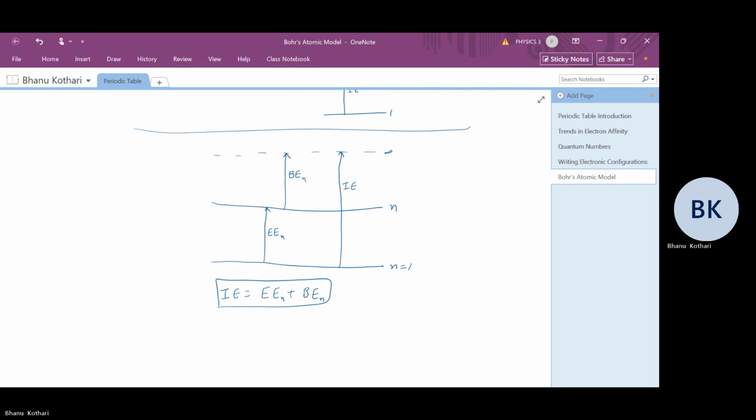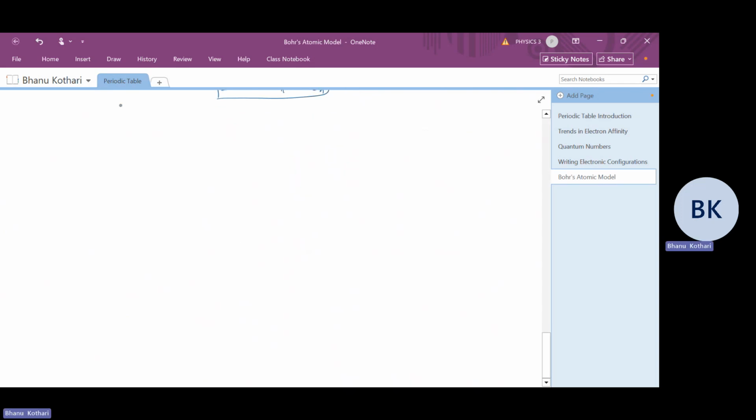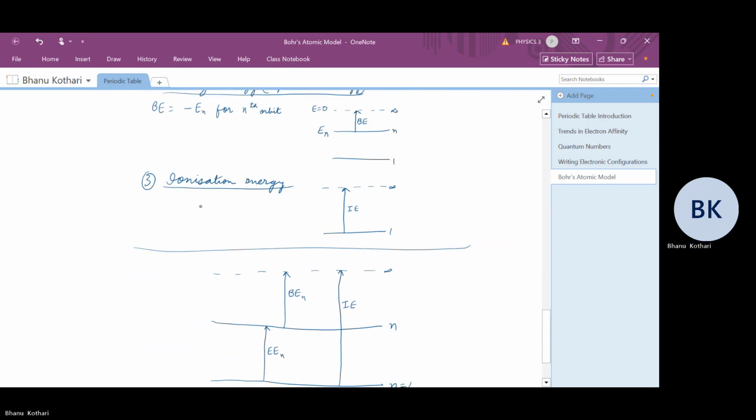Now let's see an example of how to calculate the ionization energy and the binding energy. The ionization energy can be written as energy of infinity minus energy of the first quantum state. It can be written as minus of E1, right? 0 minus E1 will be minus of E1. You can remember this formula.